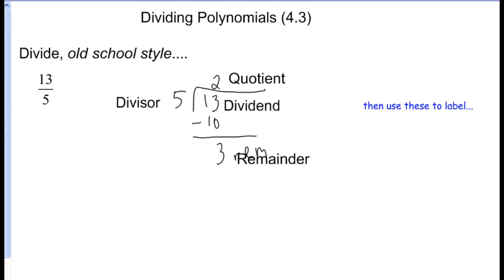And how we would write our final answer if this was our problem would be the answer is 2 plus, I like to put the remainder divided by the divisor. In this case, 2 3/5. 2 3/5 is the same thing as 13/5.